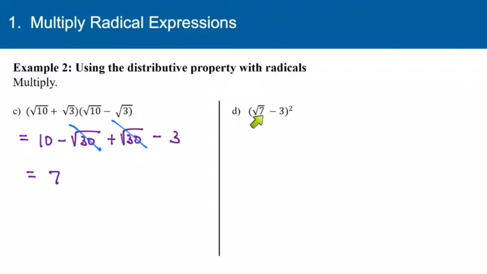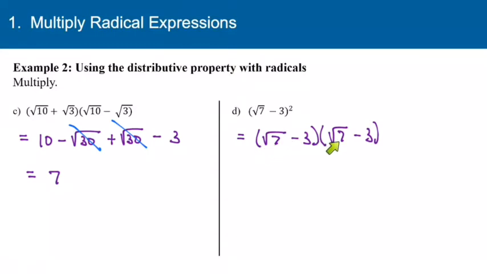Let's look at part D, which is a little different from C. In C we had a sum and difference of the same two terms. In D we have square root of 7 minus 3 squared. So that is square root of 7 minus 3 times itself. This time we do not have opposite signs here because we're squaring this binomial. So let's still go through the FOIL method and see what happens.